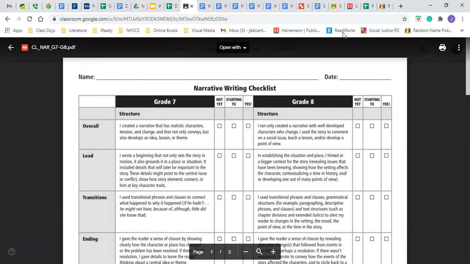I hope this helped and use this to keep yourself on track. Obviously, reach out to me either during class or in Class Dojo if you have any questions.